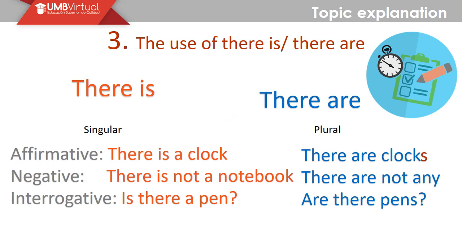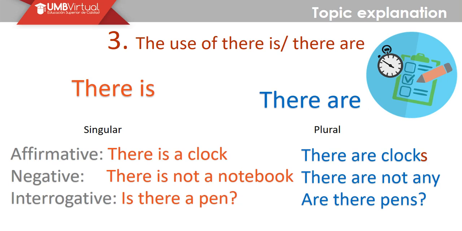When do we use there is? When we really want to express something in singular, and there are refer to plural nouns. Entonces recordemos que el there is son para aquellas cosas incontables o singulares a diferencia del there are. So affirmative, there is a clock. Plural, there are clocks. There is not a notebook. There are not any notebooks. Is there a pen? Are there pens?